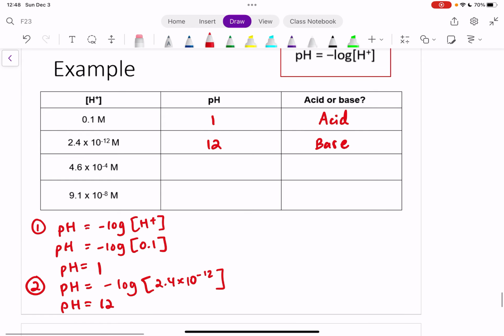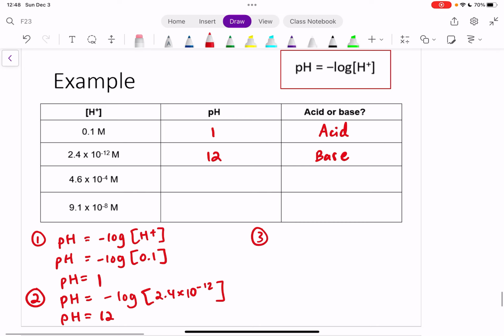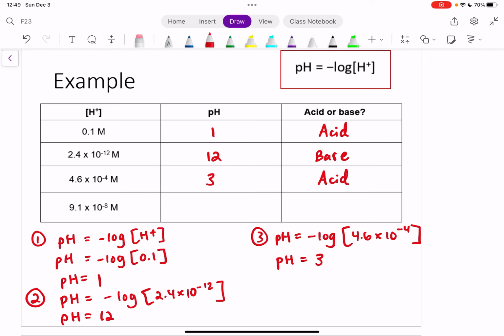All right, what about 4.6 times 10 to the negative 4? Let's try that down here. pH equals the negative log of our H plus concentration, which is 4.6 times 10 to the negative 4. So we'll plug that into our calculator. Negative log 4.6 times 10 to the negative 4. And that's going to be a pH of around 3.3. We'll just round that to 3. So a pH of 3, is that acidic, basic, or neutral? Yeah, that's an acid. Less than 7.